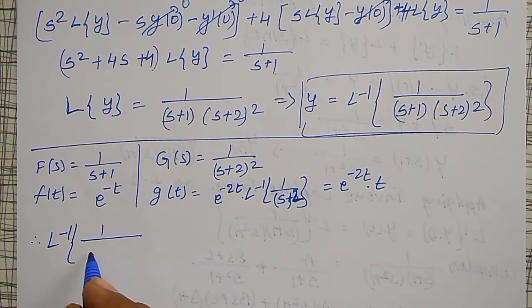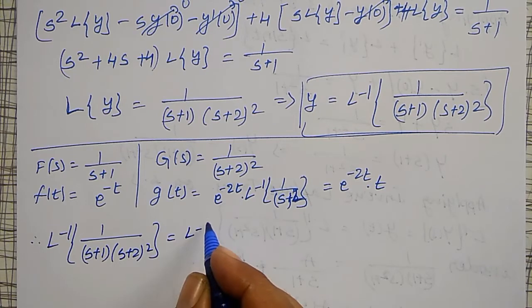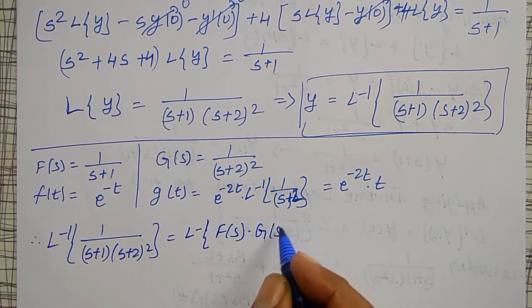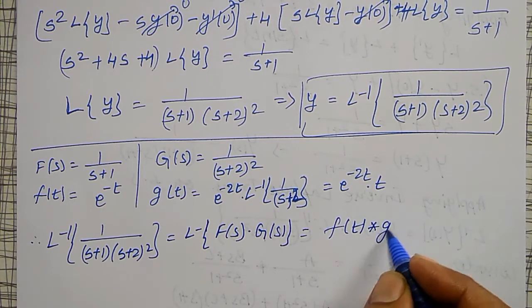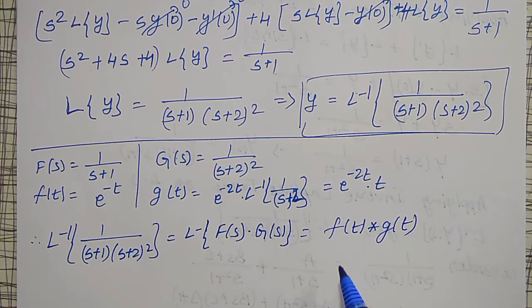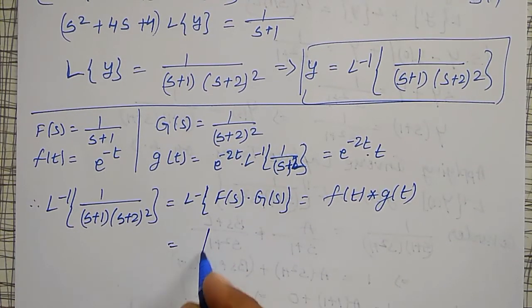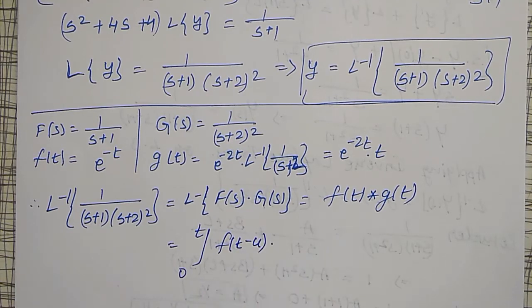therefore the inverse Laplace transform of 1 divided by (s plus 1) into (s plus 2) square is equal to the inverse Laplace transform of f of s into g of s, that is given by f of t convolution g of t, f of t asterisk g of t. And how is it defined? It is defined as integration from 0 to t f of t minus u into g of u du.